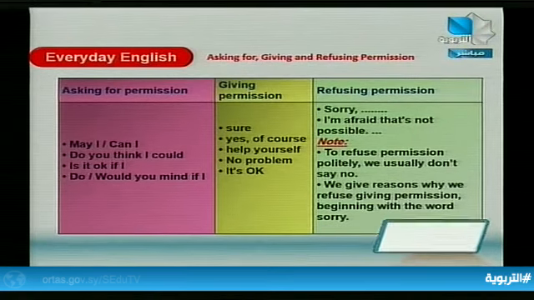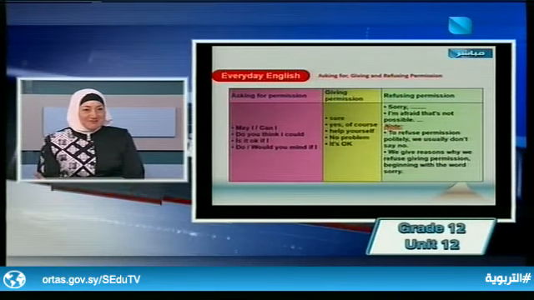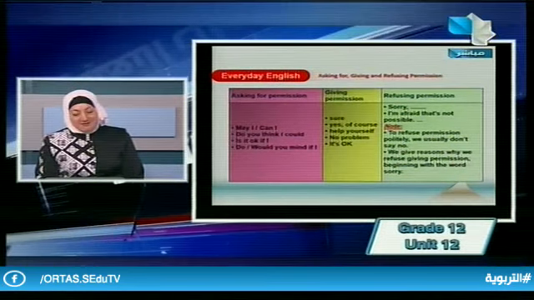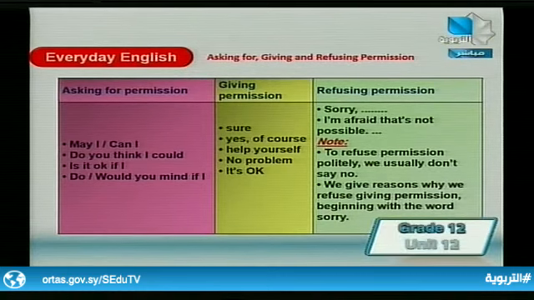For example, if I say sorry here, I have to justify, to give a reason why. Sorry, I can't open the window because it's cold outside. Very nice. So here you give a reason, or justify, an excuse. Good.